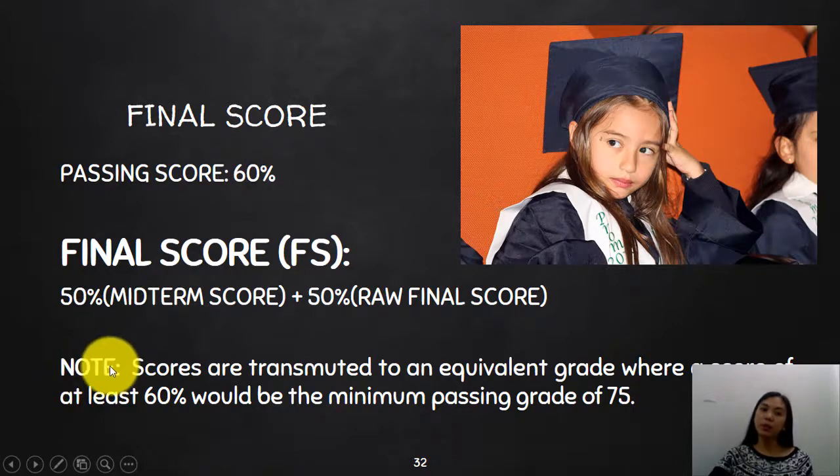So there's a note here below. Scores are transmuted to an equivalent grade where a score of at least 60% will be the minimum passing grade of 75. So for all activities that we'll be doing for this course, you should get at least 60% so that that particular 60% score will be transmuted to a passing grade of 75.